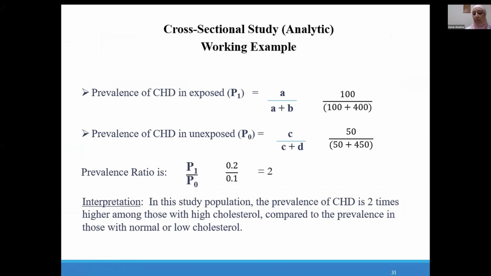Now, it's not about the math as much as the interpretation of what this value means out of the study. So in interpreting a prevalence ratio of 2, we can say that the prevalence of coronary heart disease is 2 times higher among those with high cholesterol compared to those with normal or low cholesterol. What does that mean? How can this answer our study hypothesis?